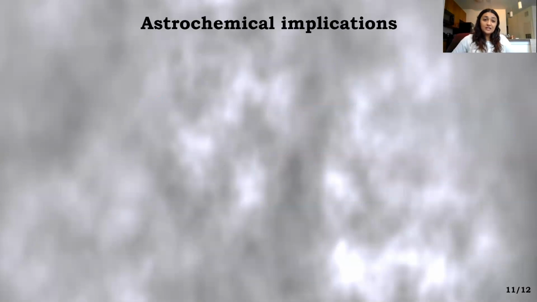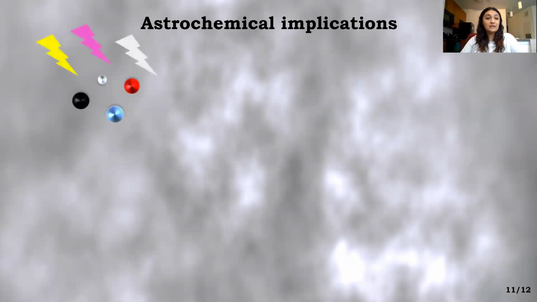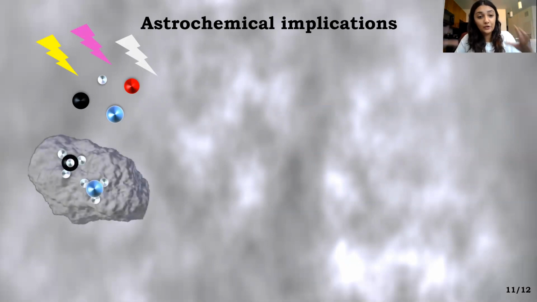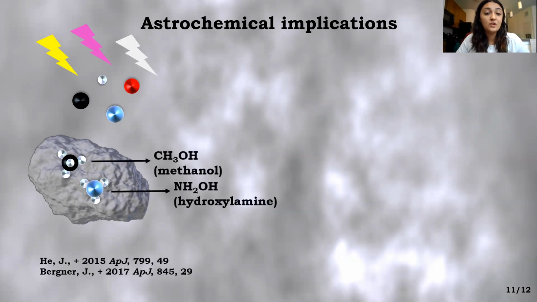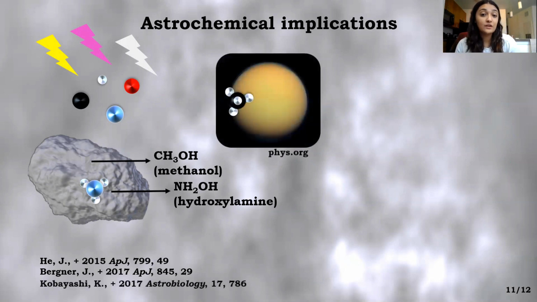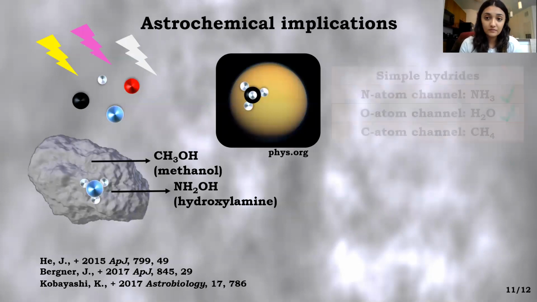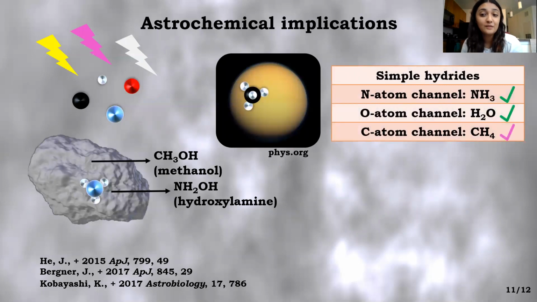So to put this work into a larger context, radiation chemistry in the gas phase is needed to provide ample C, N, and O atoms. These atoms accrete and react to form the simple hydrides. These simple molecules can then break apart and recombine to form larger species, or they can remain intact and then be transferred to the next stages of star formation. So for example, Titan's atmosphere is thought to have inherited some of its methane from the interstellar medium. Taking into account the C atom channel in addition to the N and O atom channels will be important to put the present findings into a cosmochemical context.